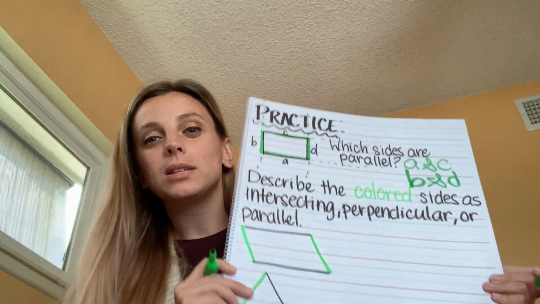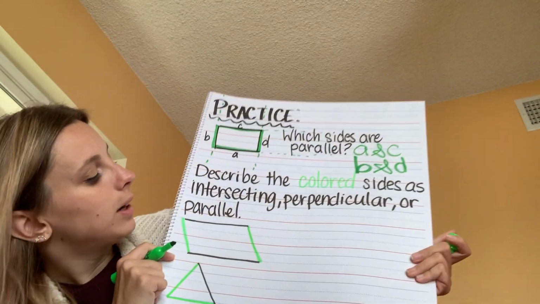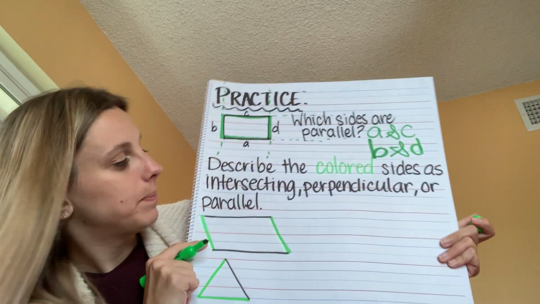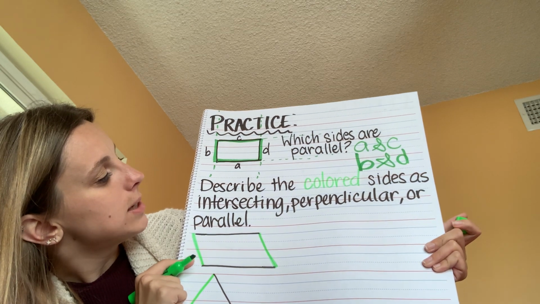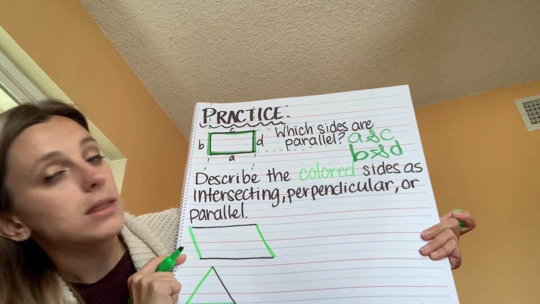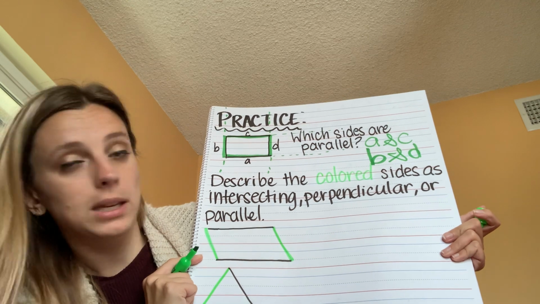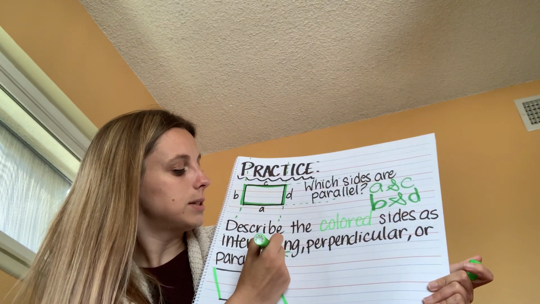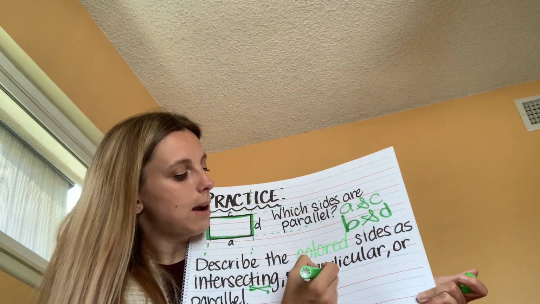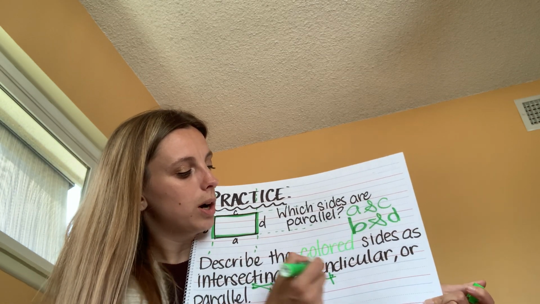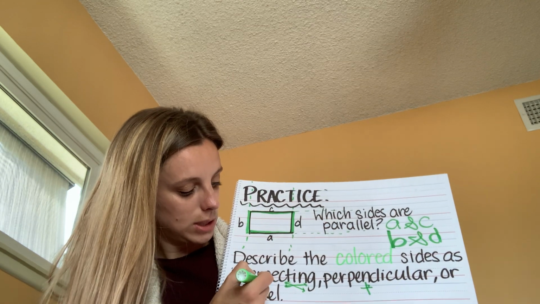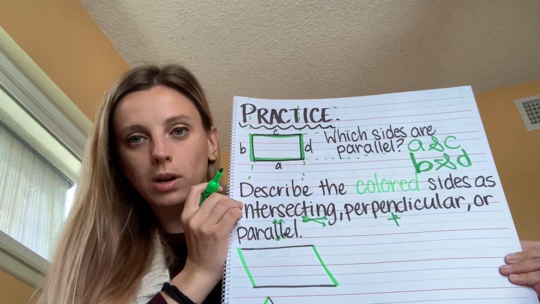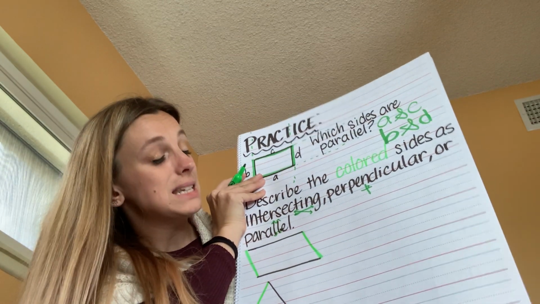All right, so these are the kinds of problems you're going to see today. They're going to give you a shape and they're going to highlight or emphasize or talk about some of these lines. So let's look at the instructions. It says describe the colored sides as either intersecting, perpendicular, or parallel. So remember, intersecting means they cross, they intersect. Perpendicular is that really nice plus sign or corner. And parallel means just like these two L's we see in them, two lines that will not touch but run right next to each other, the same distance apart.